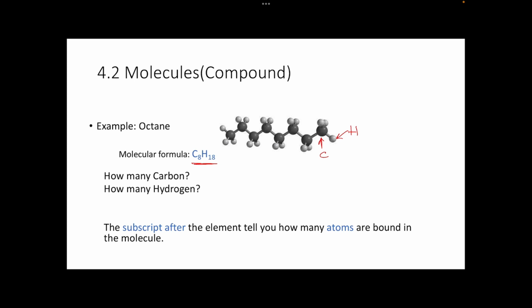So the molecular formula shows you the elements that are in your molecule and how many there are. The subscript after the element tells you how many atoms are bound in the molecule. So for this one, we first have carbon here. So it says C8H18. That means that there are 8 carbon, because the 8 comes right after the C there, and there are 18 hydrogen. All right, so it's a formula, and it tells you what is actually involved in making up that molecule. And each molecule will have a specific formula.